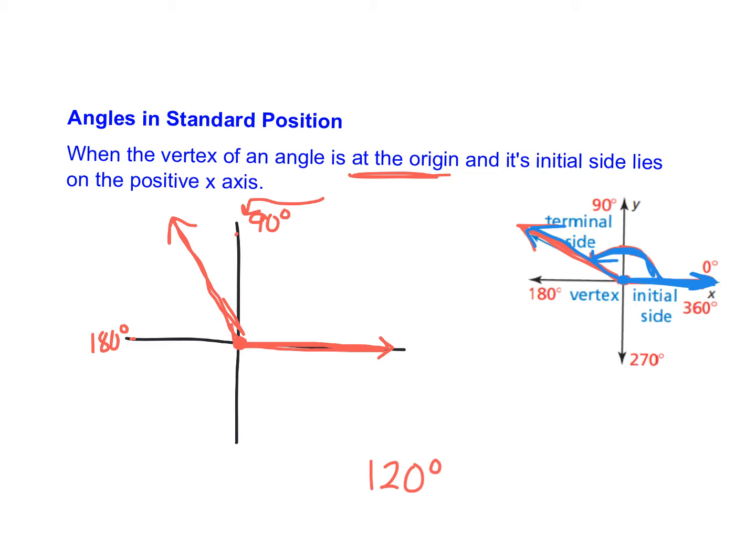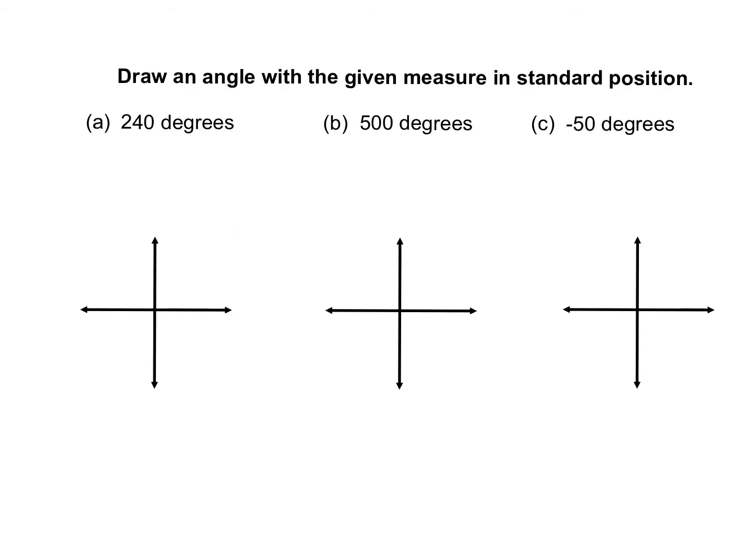If we want to be really specific, we can put a little 30 degrees in there to denote that I went to 90 and then added an additional 30. Notice I went counterclockwise. I have my initial side on the x-axis, there's my vertex, and then I drew until I reached 120 degrees, which is about 30 degrees past 90. So let's practice drawing a few more of these.